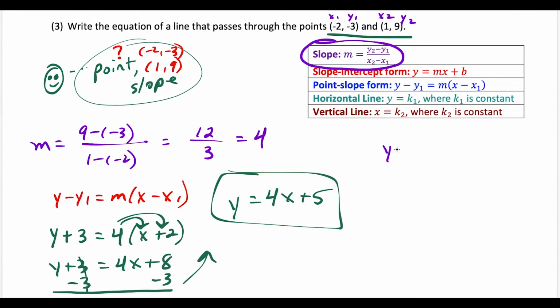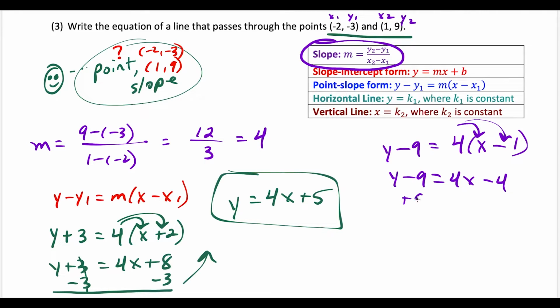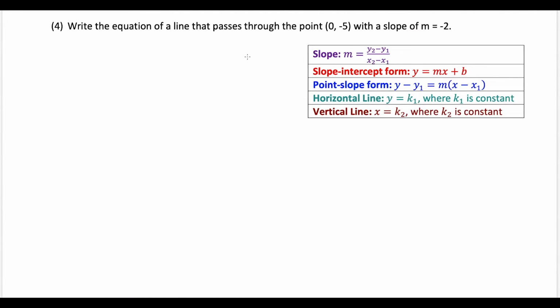We would have had y minus 9. So y minus, let's say we use 9 here, and then our slope we found to be 4. And then we have x minus, and let's use this x value 1. And if we distribute here, let's see what we get. We have 4x minus 4, y minus 9 equals. And if we add 9 to both sides, check it out. We have y equals 4x plus 5. Same answer.